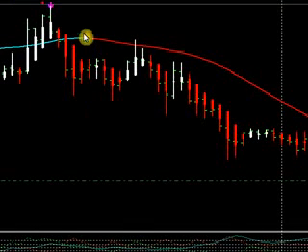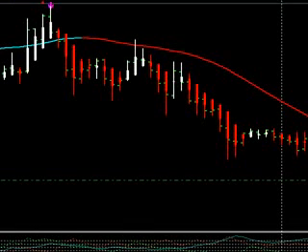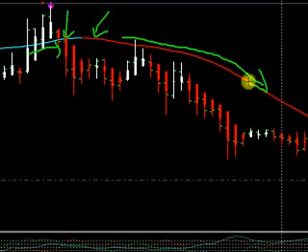One more thing. I have a custom indicator on here, which is basically a trend finder. If you see this turquoise color, that's indicating an uptrend. The red color here is indicating the downtrend.